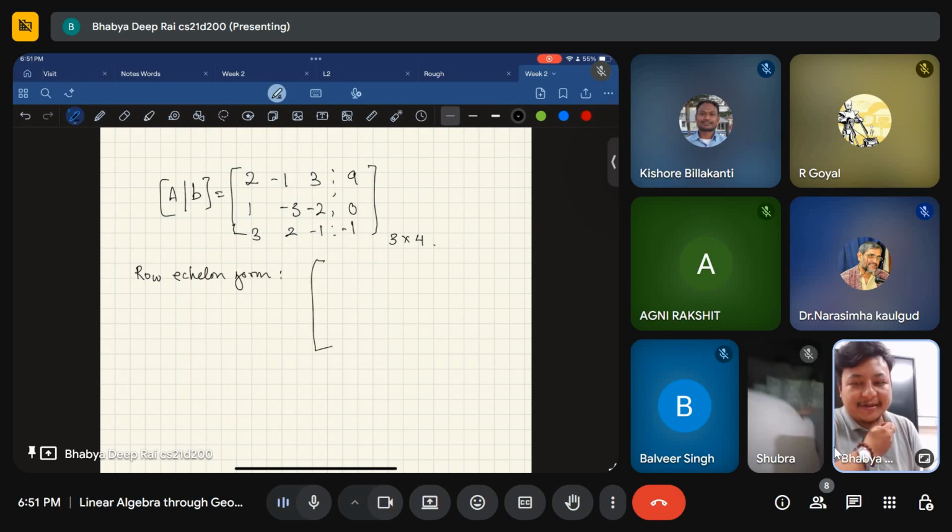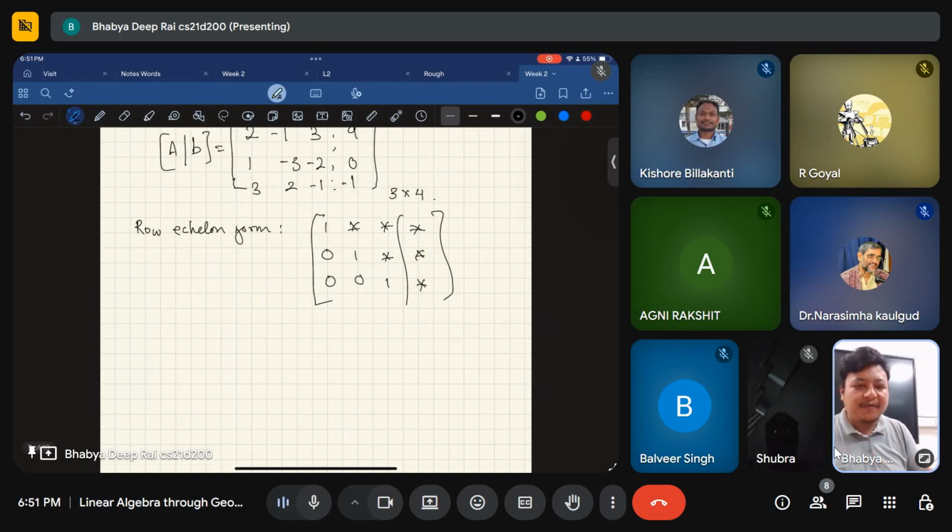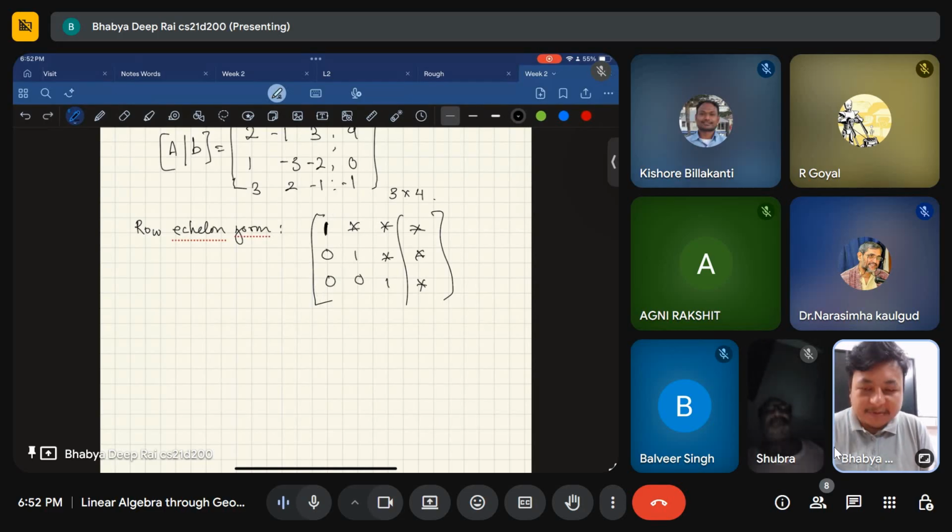Which looks something like this. You have a 1 and something here, and you have a 0 here and something here, and you have 0, 0 here and something here. This is called the row echelon form of a matrix. It need not be an augmented matrix like here. It could be any random matrix, of any dimension, but it needs to have this property that on the first row, the first entry should be a 1 and everything below it 0.